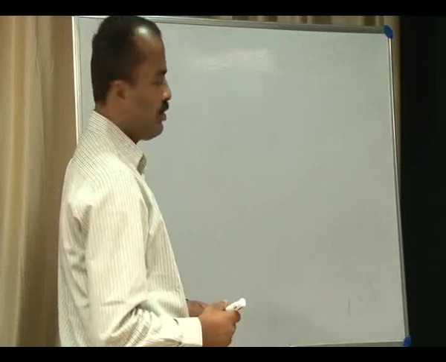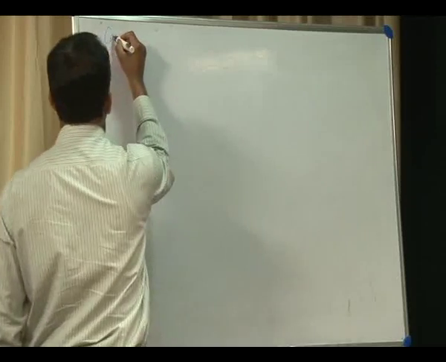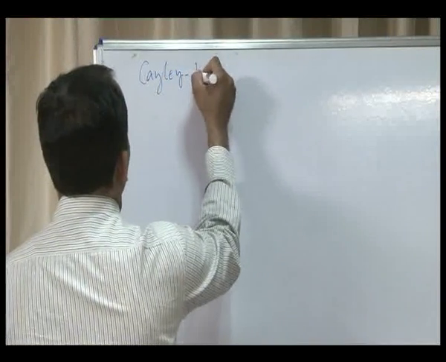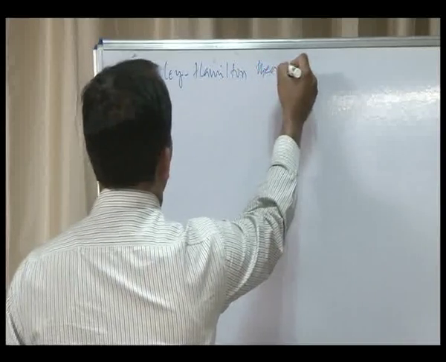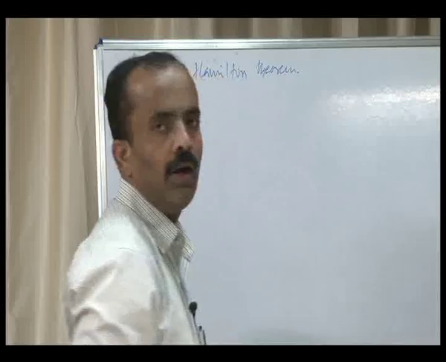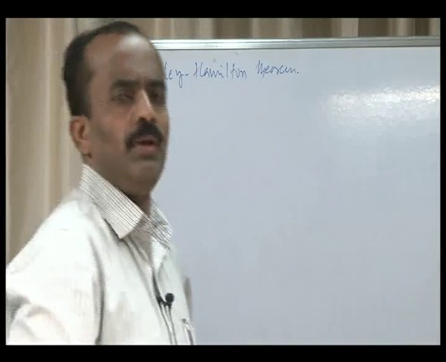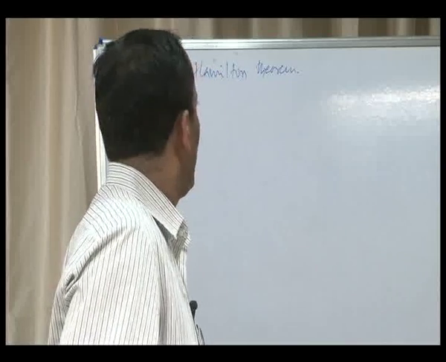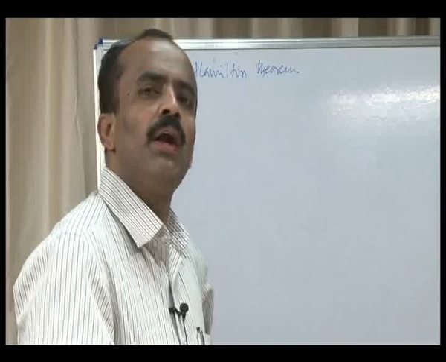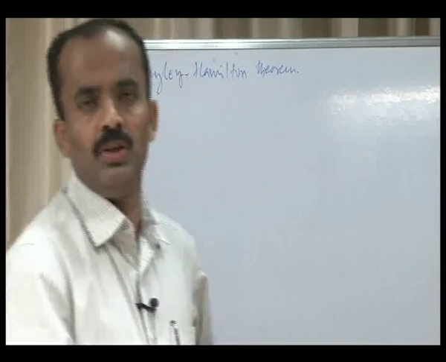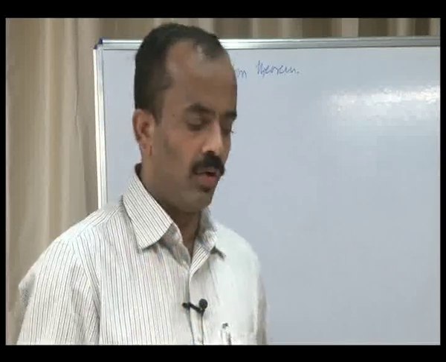Next, the last part of the matrix topic is the Cayley-Hamilton theorem. It is a theorem, so every theorem has its own statement. The statement of the theorem is: every square matrix satisfies its characteristic equation.